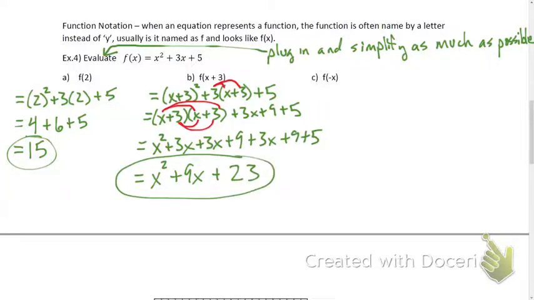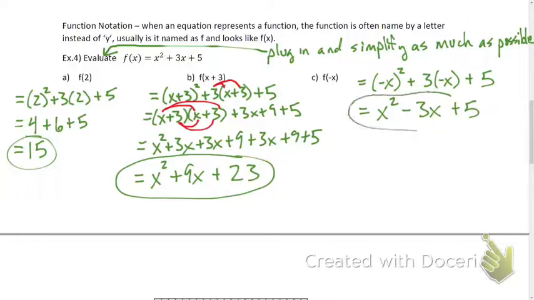Part C, I would make sure you use parentheses because that negative disappears for one term, but it doesn't disappear for another term. So when I plug in that negative x, I get negative x times negative x, and that's a positive x squared. But over here we get negative 3x. And that's all for that part. Remember, only add like terms.